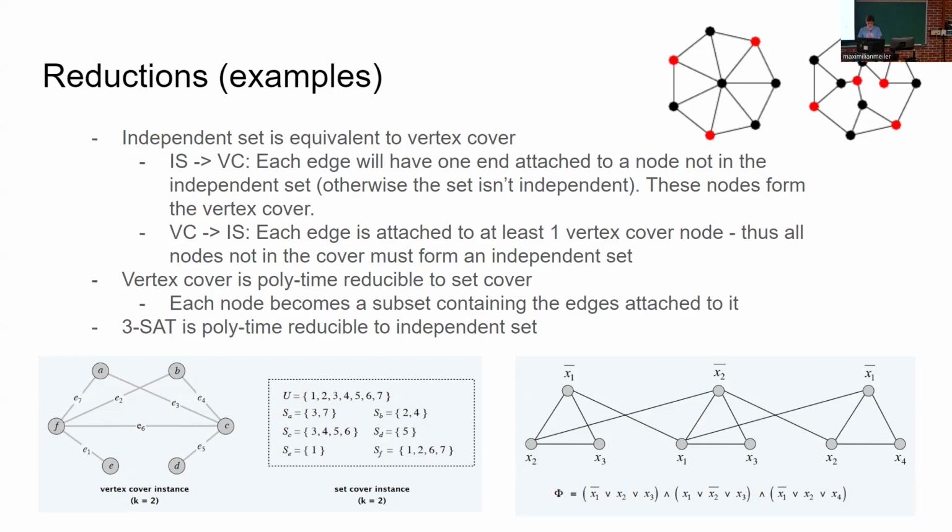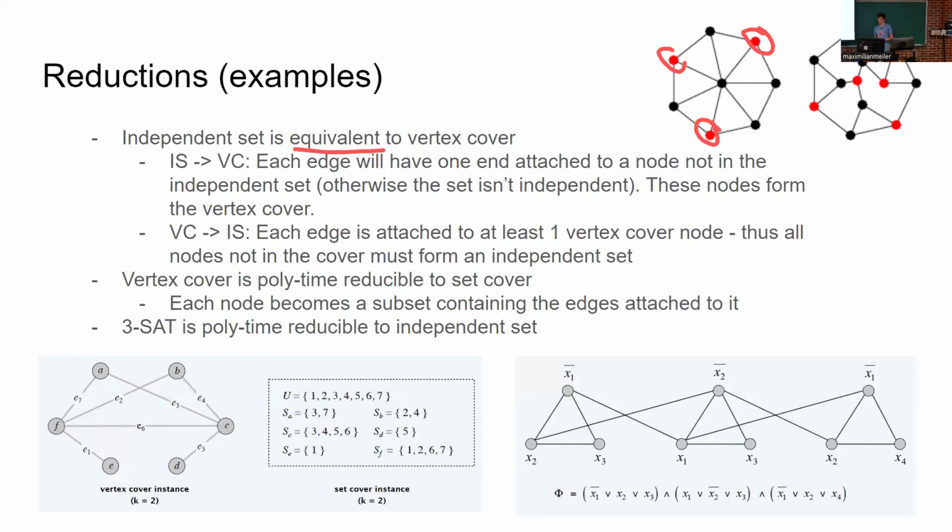So the first thing we went over, right? Independent set is equivalent to vertex cover. So remember that equivalent means you can reduce vertex cover to independent set, and independent set can be reduced to vertex cover. So first, independent set to vertex cover, right? How we can look at this. Say we have an independent set of nodes, right? Here it's just going to be these red nodes. And we want to prove that the black nodes form a vertex cover.